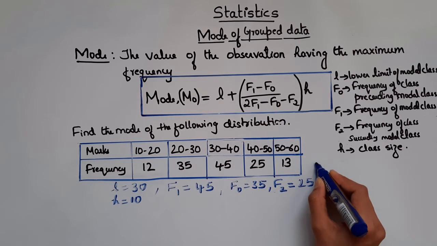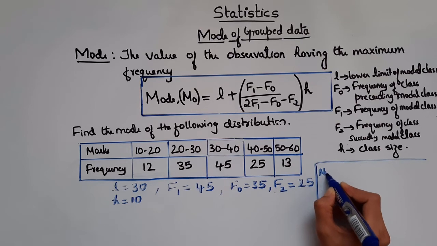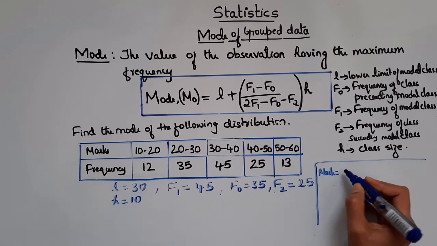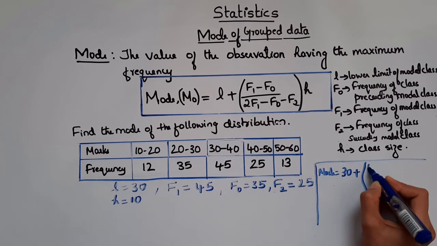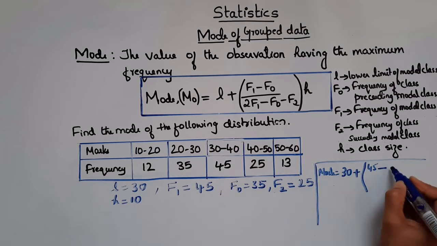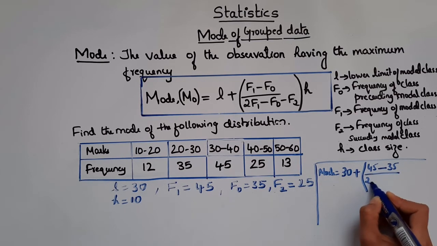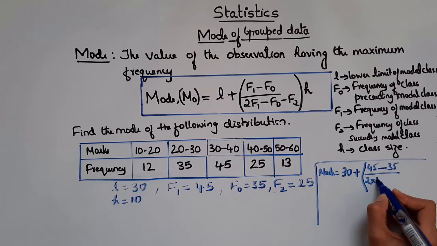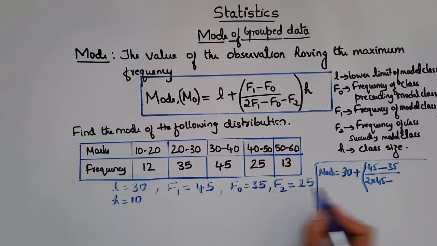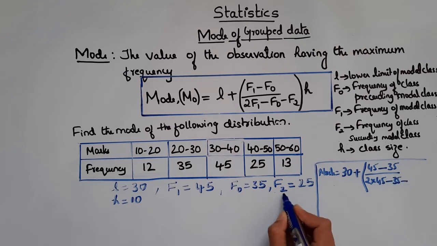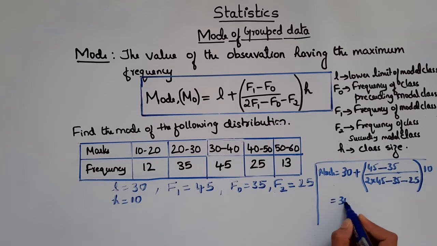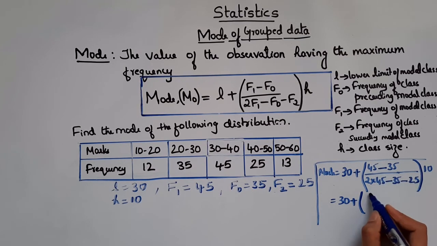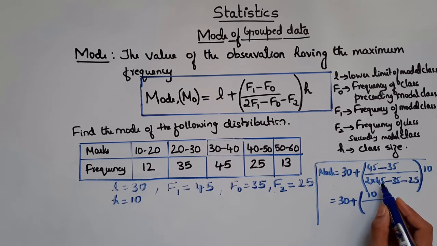Now that we have all the values, I substitute in this equation. So we have mode is equal to L, L is 30, plus (f1, which is 45, minus f0, which is 35) by (2 into f1, which is 45, minus f0, which is 35, minus f2, which is 25) into h, which is 10. This is equal to 30 plus (45 minus 35, which is 10) by (2 into 45, which will give you 90).